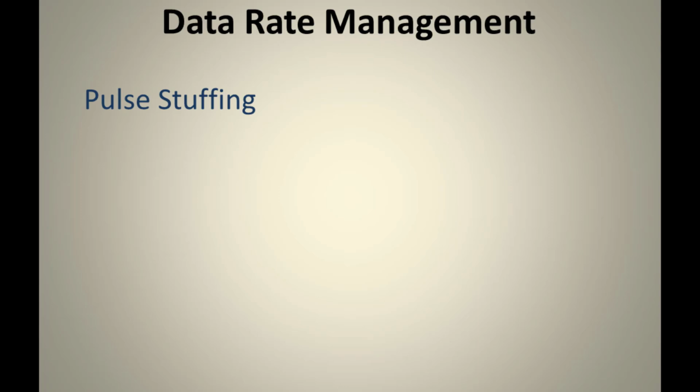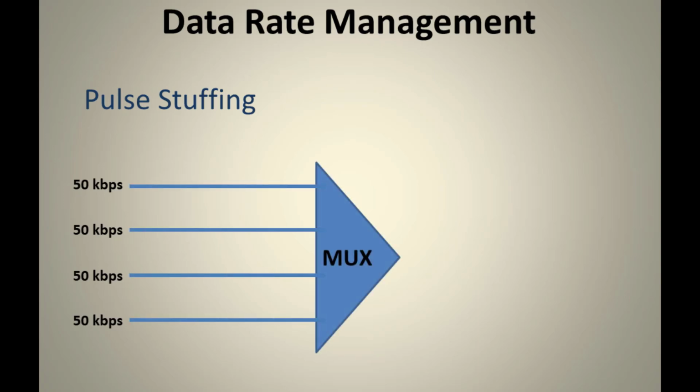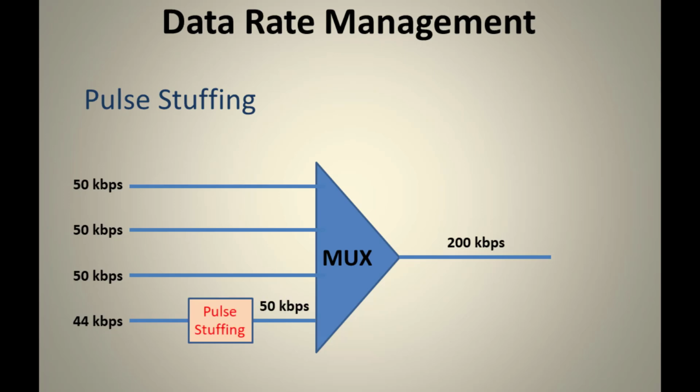Then finally we have the topic, that is pulse stuffing. In pulse stuffing, this is a simple multiplexing where the link bandwidth, the link speed, is 200 kbps, and we have 4 channels each of 50 kbps. Now suppose one of the channels has a speed of 44 kbps, but we require 50 kbps. This cannot be done directly, so we use a technique called pulse stuffing. Pulse stuffing adjusts the input speed to 50 kbps. So this is what pulse stuffing is about.